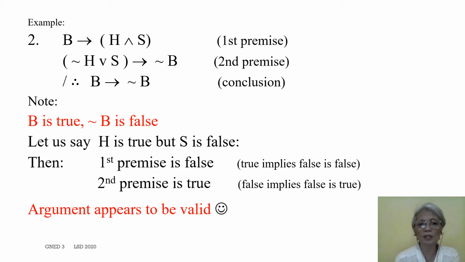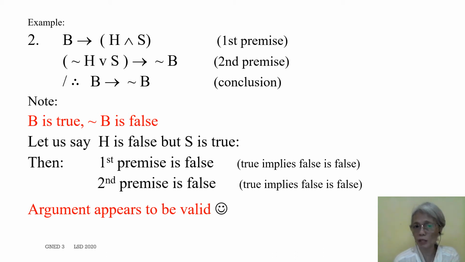But again, for the sake of discussion, let's discuss the truth value for the second premise. H is true, S is false. H is true, therefore not H is false. False or false is false, not B is false. So false implies false is true. So the second premise is true, but then again, the first premise is false. That makes our argument appear to be valid.